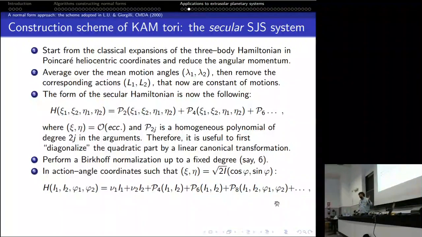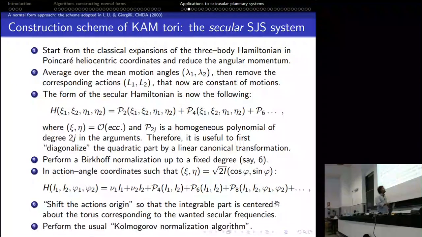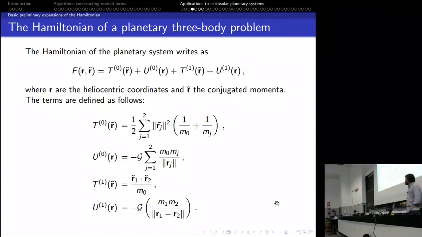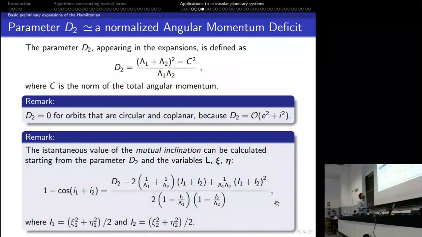Now we have understood that we can put the problem in a way that, if you put the problem that way, afterwards the normalization procedure does not require any non-degeneracy assumption. So this is a way to understand that probably Birkhoff normal form is not necessary at all. I will explore this more afterwards. Then you shift the origin, and then you do the KAM procedure of normalization. Let me go on.